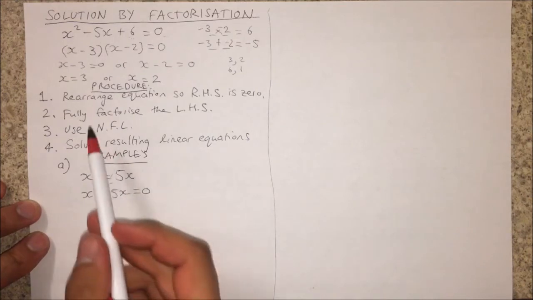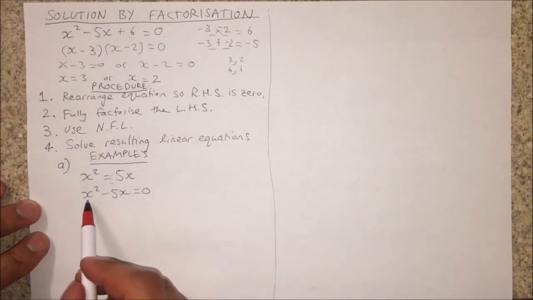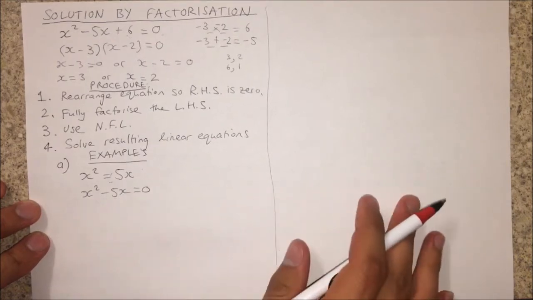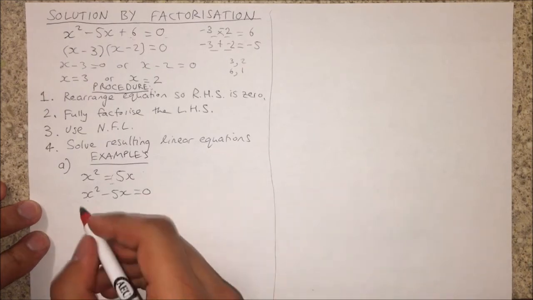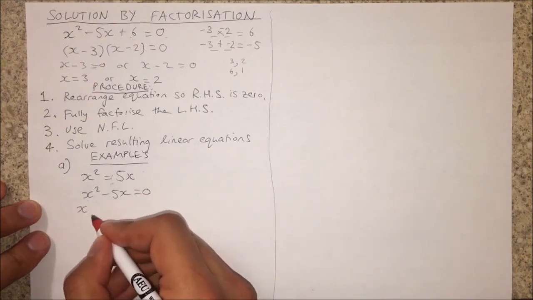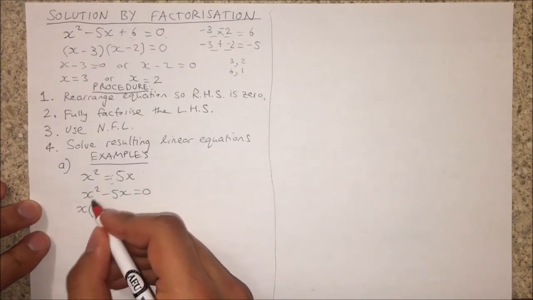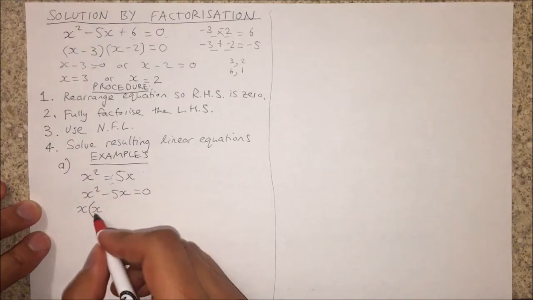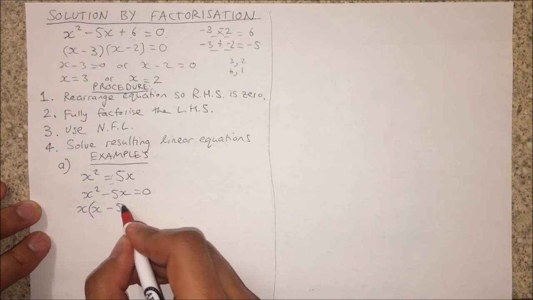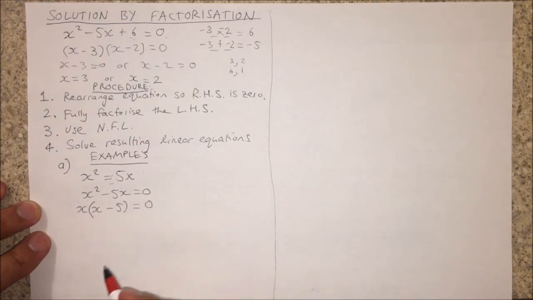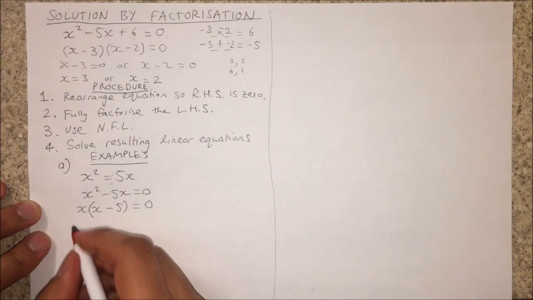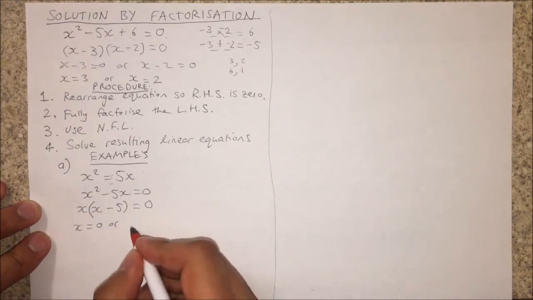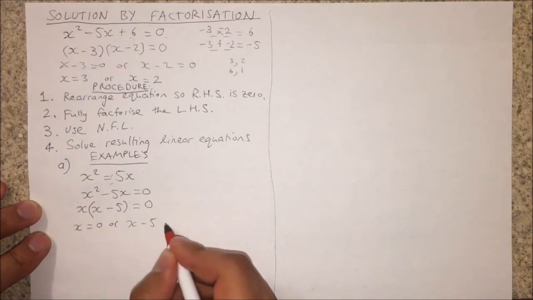Now, step 2, fully factorize. So what does x squared and -5x have in common? The only factor that I can see is x. So if we take out a common factor of x out the front, then to get x squared, we're going to do x times x, and then to get -5x, we're going to do x times -5, equals 0. We're then going to use null factor law. So either x is equal to 0, or x take 5 is equal to 0.